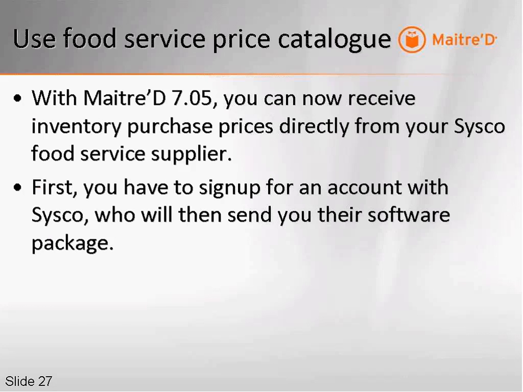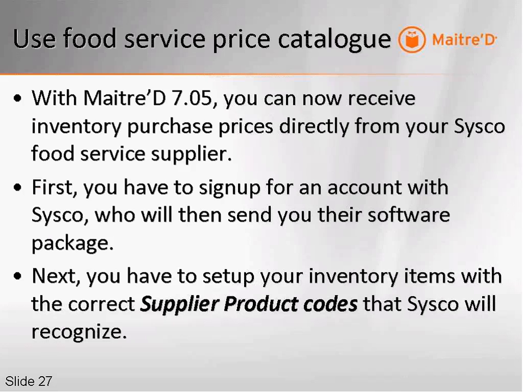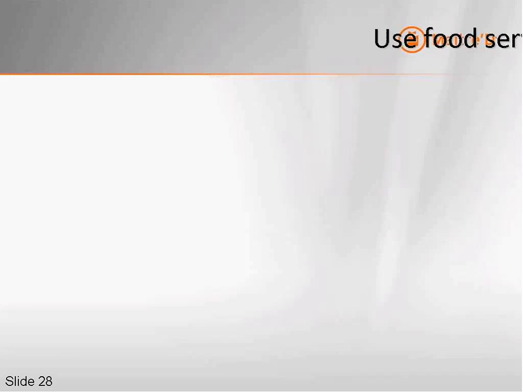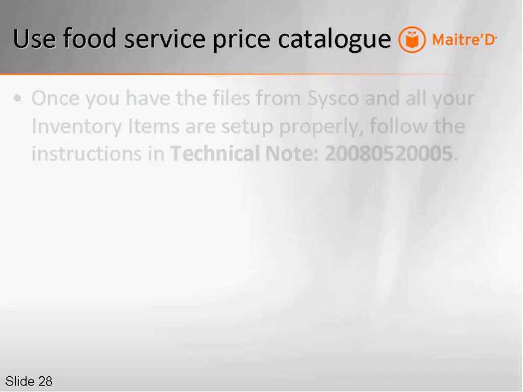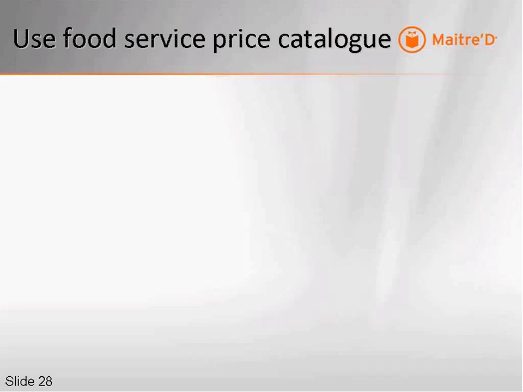Once you've set that up, you have to set up all your inventory items with the proper supplier product code. All these codes are indicated in the Cisco catalog, so you have to go into each of your inventory items and set up the proper codes in them. Okay, we'll see that later. There's just a couple of points I need to mention.